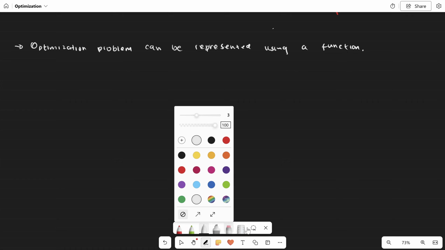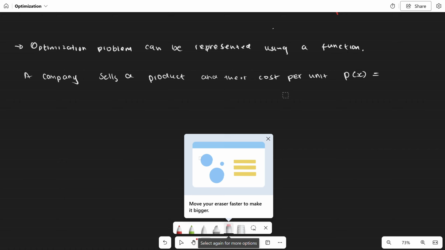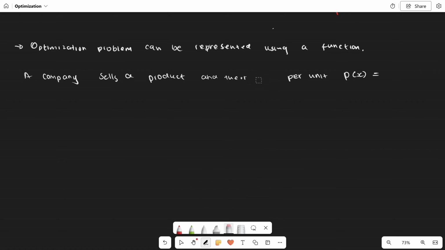So let's just say, okay, a company sells a product, right? Company sells a product and their price per unit, sorry, it's not the cost per unit, actually, it's their price per unit, right? Let's say their price per unit.